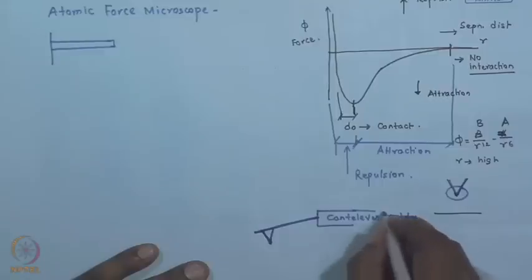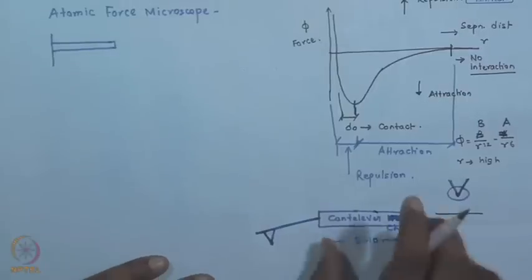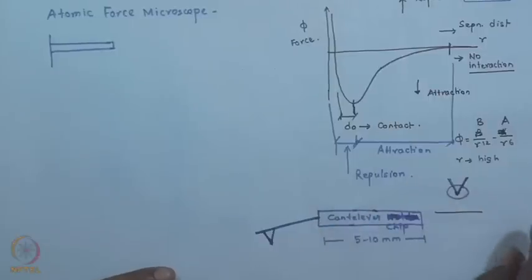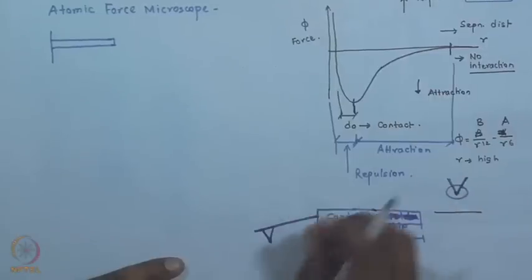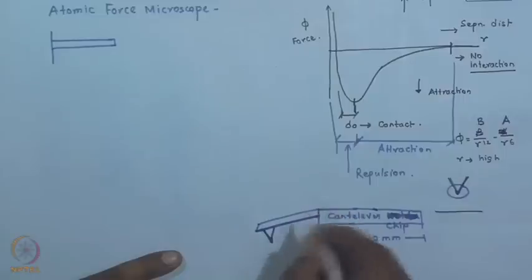It is more of a metallic chip, with a dimension of 5 to 10 millimeter. And this chip is mounted to the AFM cantilever holder. So you have to understand how small a thing we are dealing with. This is a cantilever, and to one edge of the cantilever, very close to the edge, the tip is mounted.